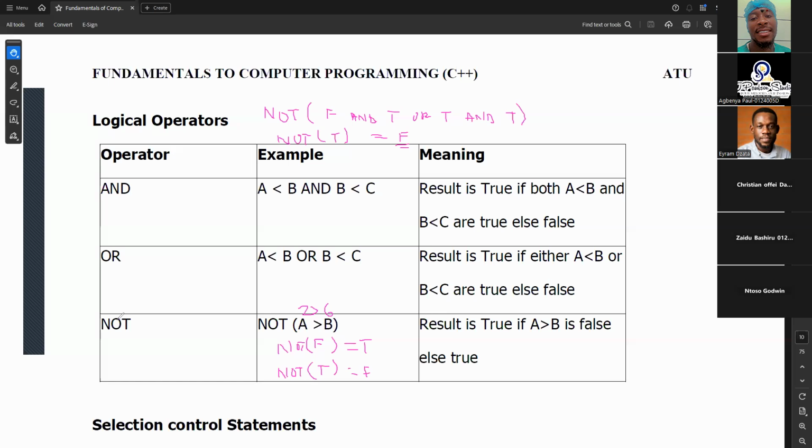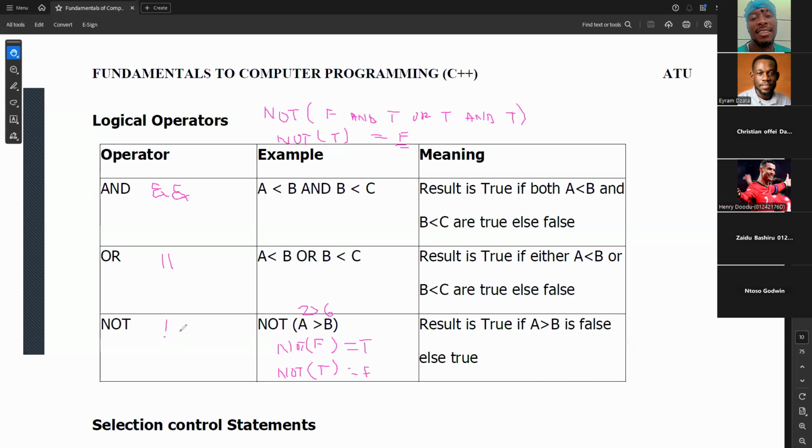Okay, so basically that's how the not works. And when we start writing the program, we realize that in C++, we use the double ampersand symbol, the and symbol, to represent and. The or is the double bar symbol, then the not is the exclamation mark.